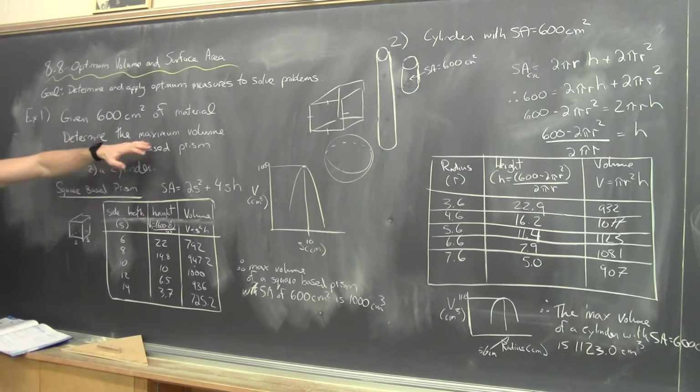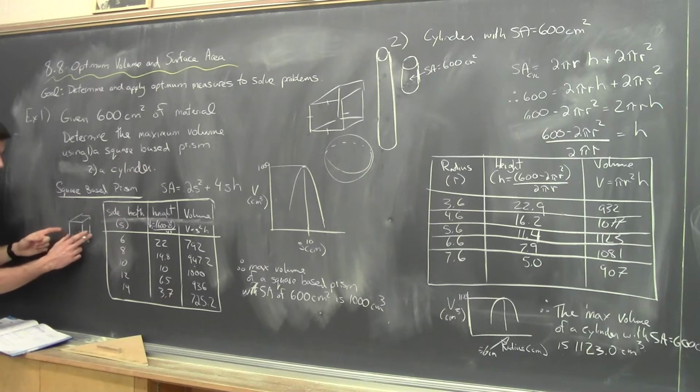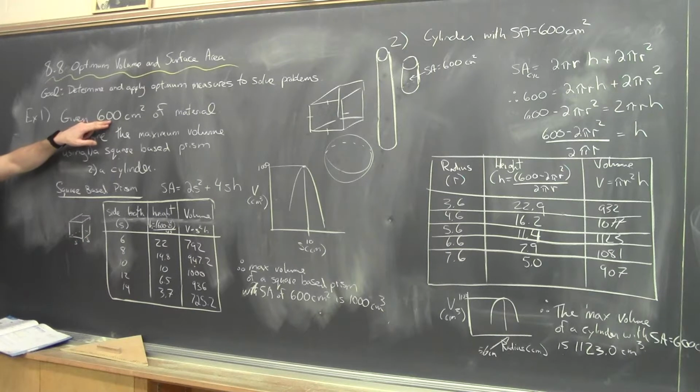All right, square-based prism is the first thing. We want to find out the maximum volume using a square-based prism. The question already tells us it's a square-based prism, so the base is a square. It doesn't tell us that the height is the same as the base. So what we're trying to identify is the value of the height for a square-based prism with this amount of material. What is the height with this amount of material, and what gives us the most volume?